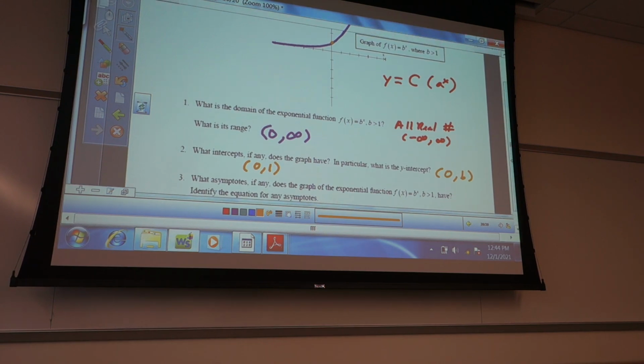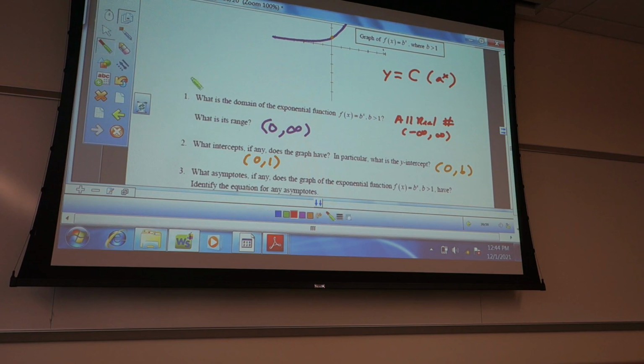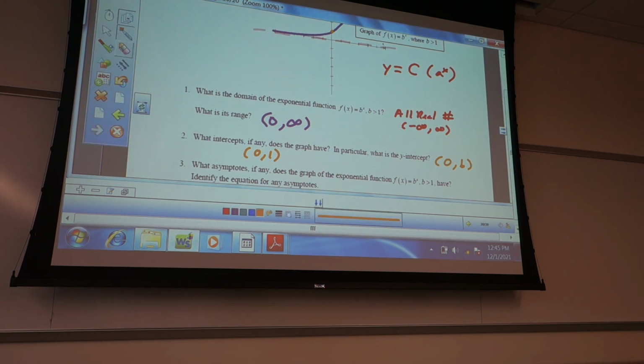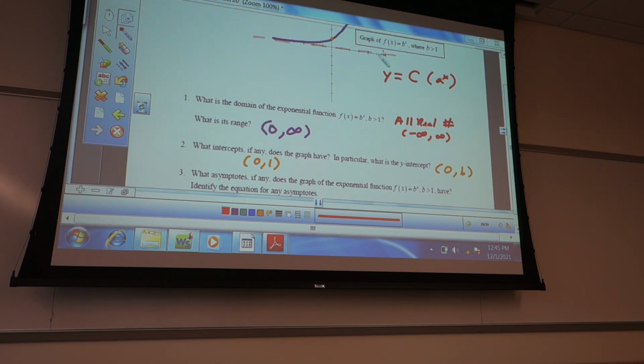What asymptotes does it have? Do you see any asymptotes here, where it gets closer and closer to the line but doesn't touch it? What's my dotted line that it gets closer and closer to and doesn't touch? 0. This one right here. Can folks see that? All right, what's the equation for that? Is my x always 0 or is my y always 0 as I go along here?